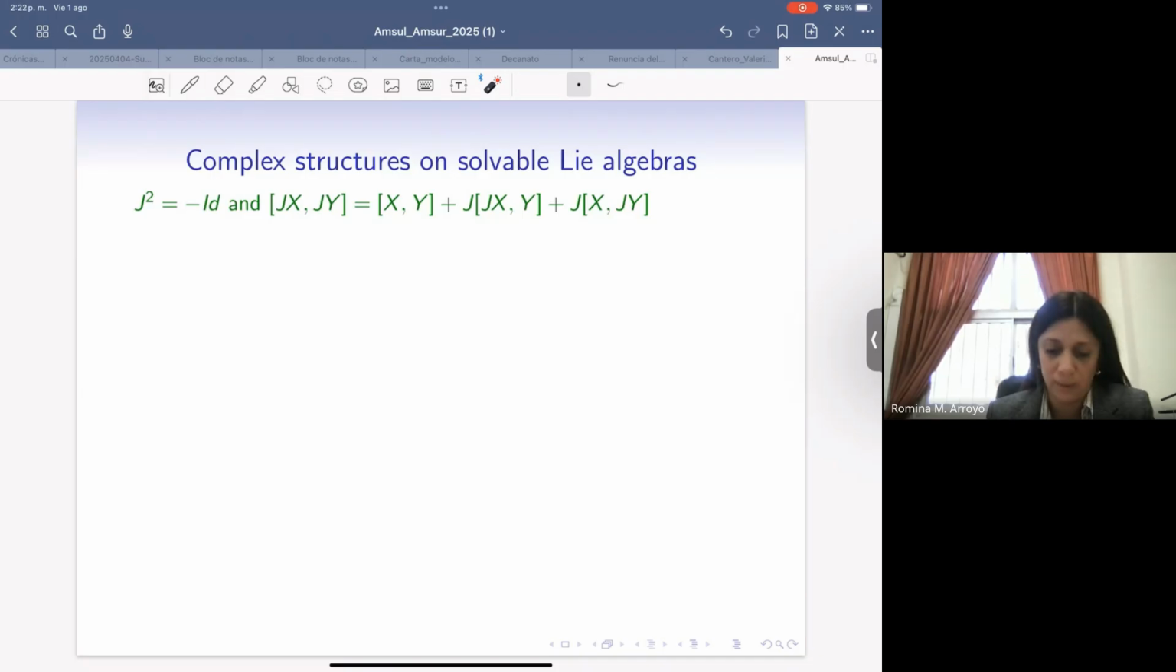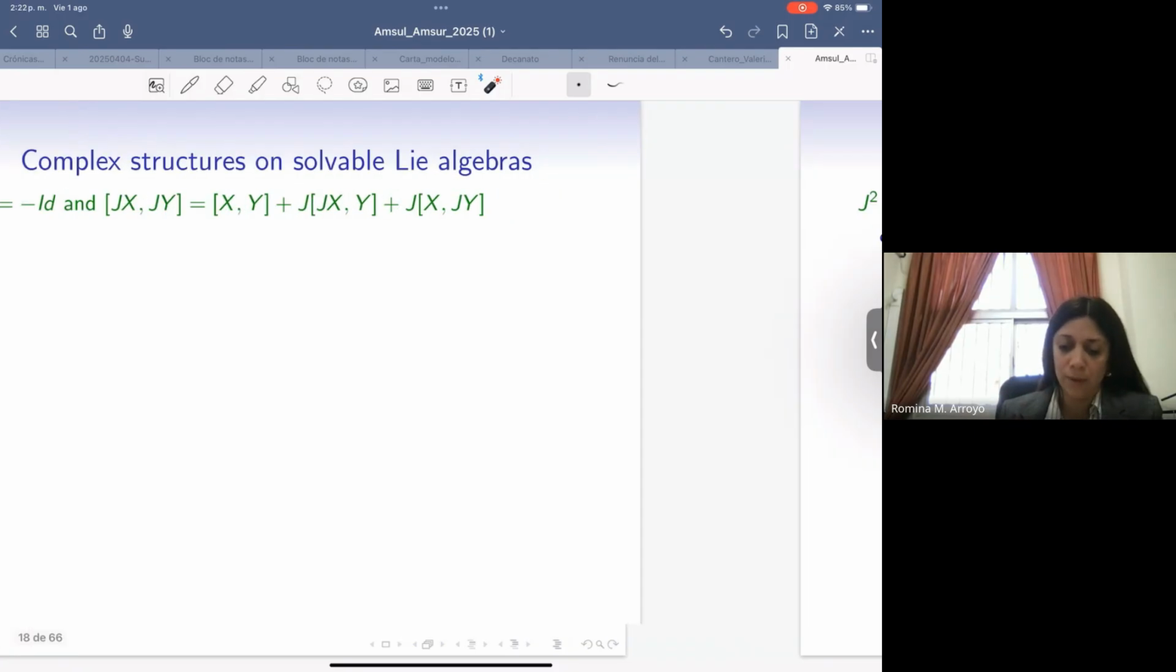So what is known about complex structures on solvable Lie algebras? Here I would like to start from low dimensions and try to explain why. We restrict ourselves to this class of solvable Lie algebras, the almost abelian Lie algebras. Here I wrote the two conditions of having a complex structure at the Lie algebra level.